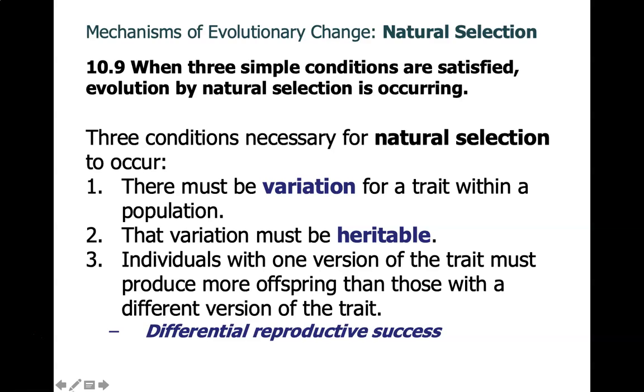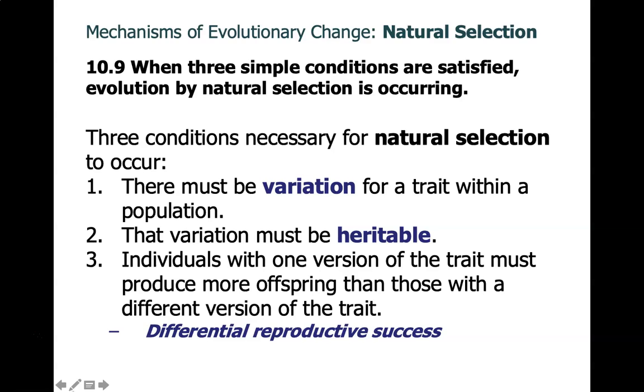So I sort of think of natural selection and descent with modification as very, very similar. Natural selection is sort of the way that descent with modification happens. It's the way that evolution happens. So there are three things that are required for natural selection to occur.